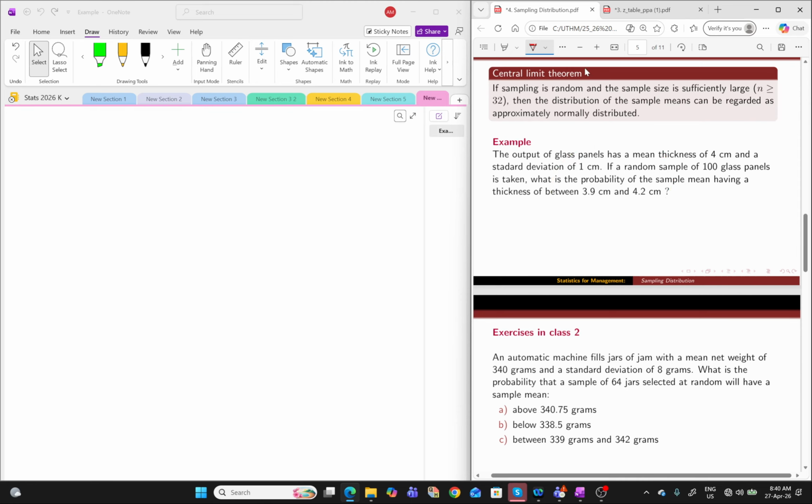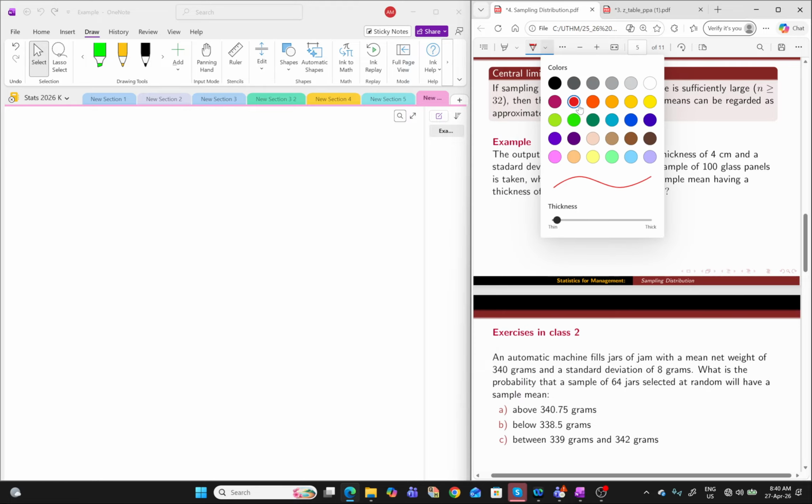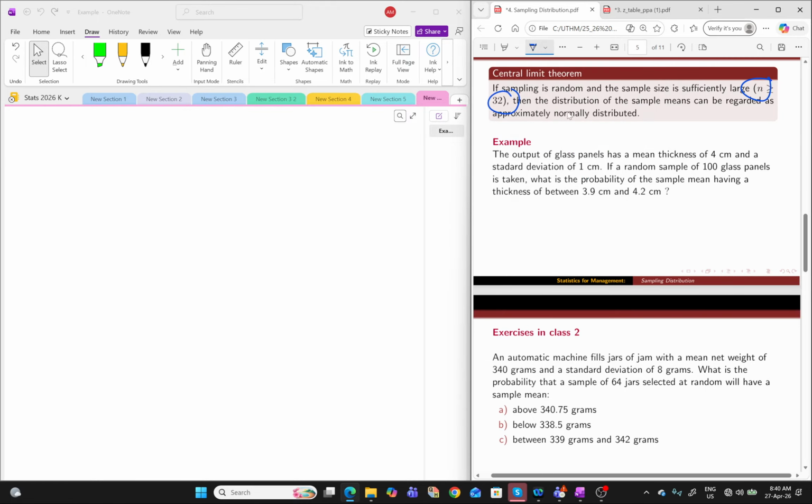Now, according to central limit theorem, CLT we call this, when the sample size is more than 32, dekat sini sample size berapa ni? The output of a glass panel has a mean thickness, this is your mean, and a standard deviation, this is your standard deviation. If a random sample is 100, this is your N. N ni lebih besar daripada 32 kan? Okay. When the N is more than 32, we can regard this as normal distribution walaupun dia tak bagi tahu dekat situ.